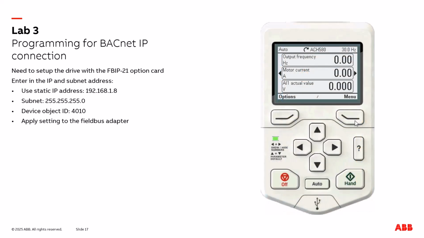Now let's program the IP address, subnet, and device object ID into the drive. To do that, we'll go to Menu again, as usual, Primary Settings, and HVAC Quick Setup. Now at the very bottom of this list, and I'm going to use the up arrow key as a cheat to get to the end of the list quicker, you can see Communication. So we'll select this, and you can see options of embedded field bus or field bus adapter. That's what we're doing, is field bus adapter. That's what the FBIP-21 card is. So we'll go down, and we'll hit Select, and we'll select Enable.